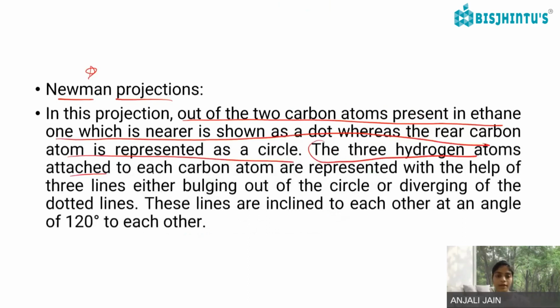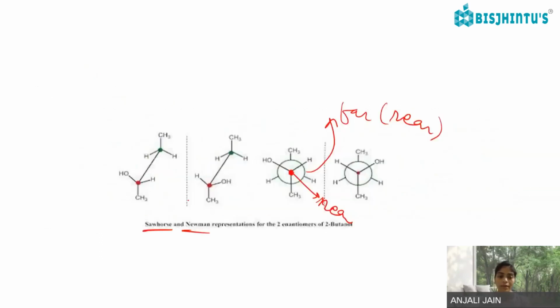The 3 hydrogen atoms attached to each carbon atom are represented with the help of 3 lines, either bulging out of the circle or diverging off the dot. These lines are inclined to an angle of 120 degrees. So either they are coming out of the circle or from the dot. This is for the ethane molecule. This is my first carbon, to which hydrogens are attached, and this is my second carbon, to which hydrogens are attached.